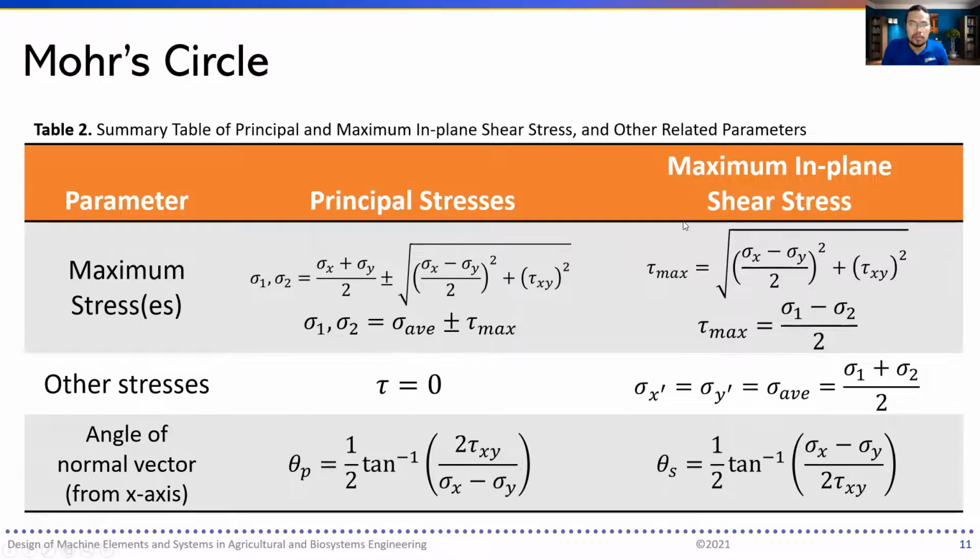And this is just to summarize, based on the relationships as shown a while ago, the principal and the maximum in-plane shear stresses, and other related parameters such as the angle of the normal vector, and the principal stresses in relation to the normal stress. This is bigger, or higher, compared to that normal stress, because there's a combination of the shear stress and the normal stress in a certain direction.